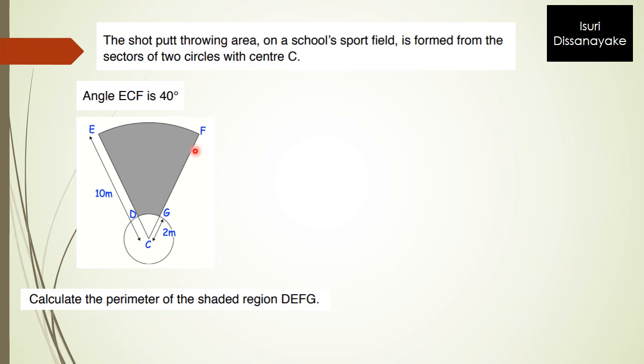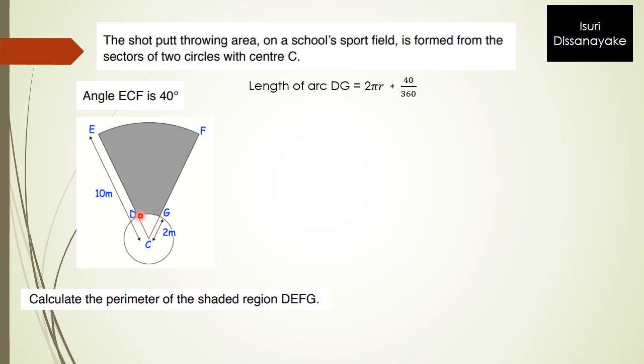So the perimeter of the shaded region is D to G, G to F, F to E and E to D. We have two straight edges. So we know that each edge is 8 meters. But we have to calculate the length of the curved edge EF and DG. Firstly, I will calculate the curved edge DG. That's this minor sector.